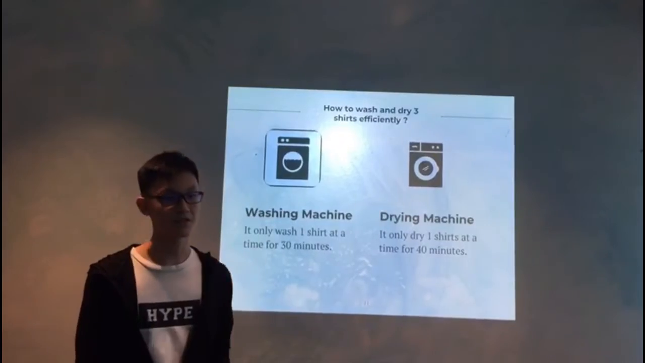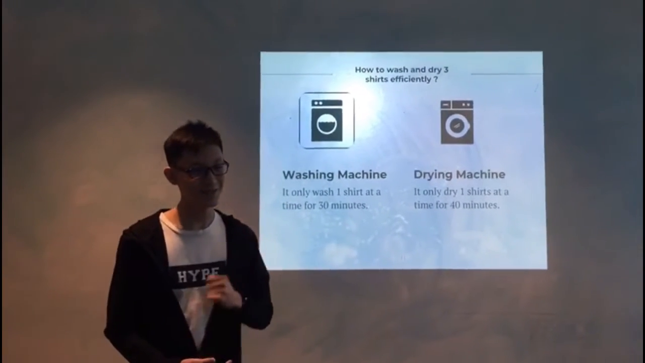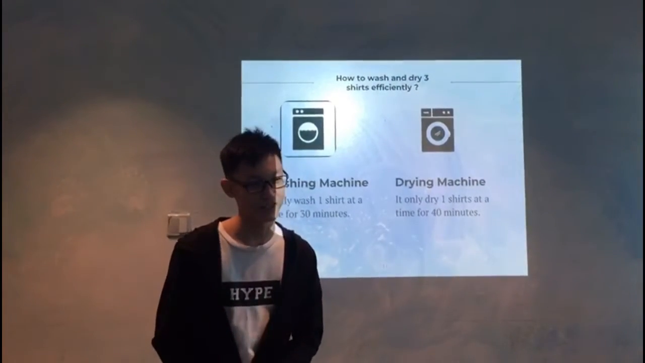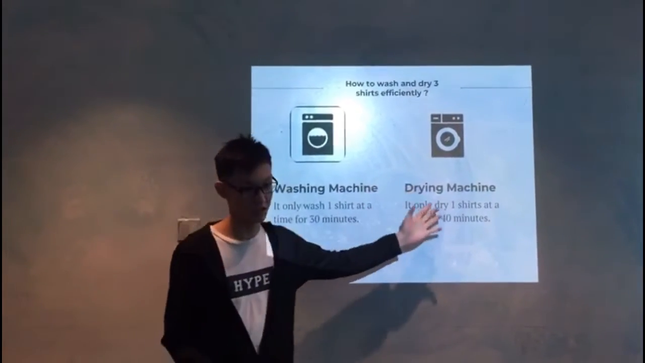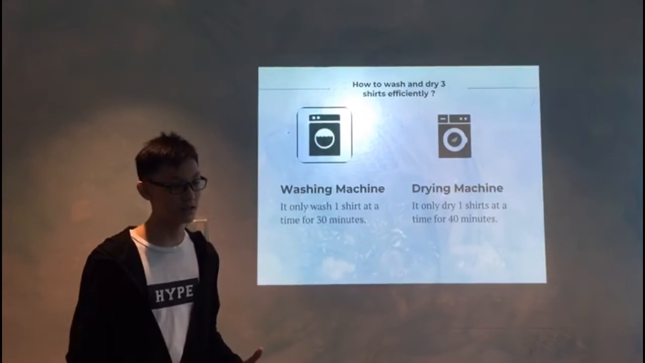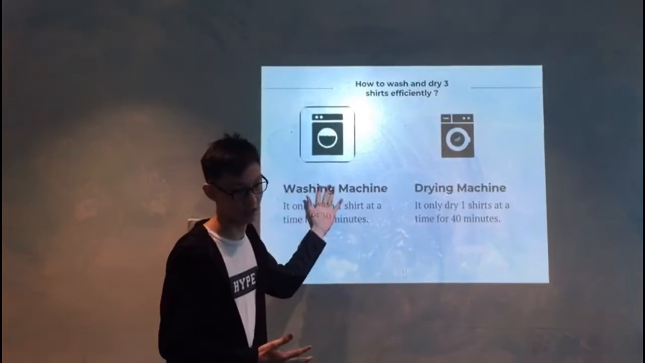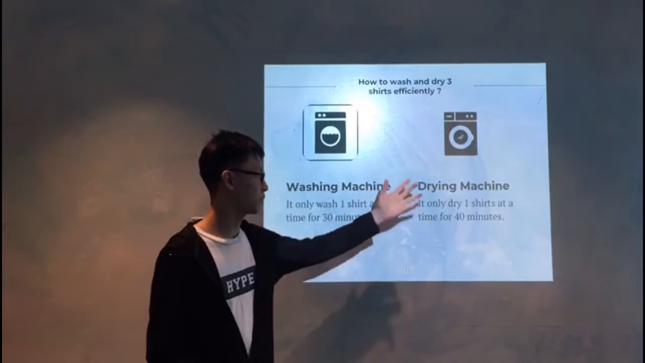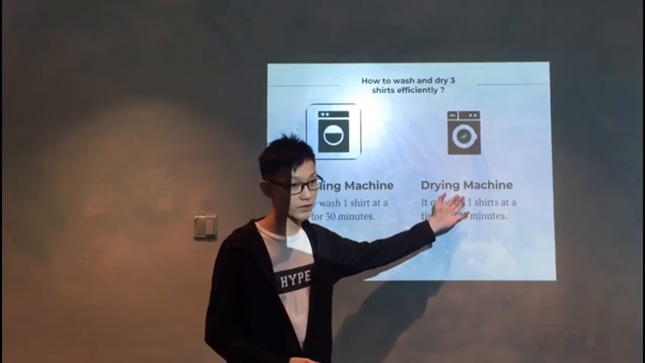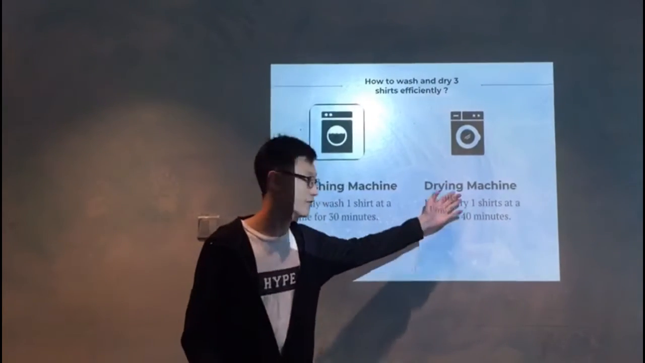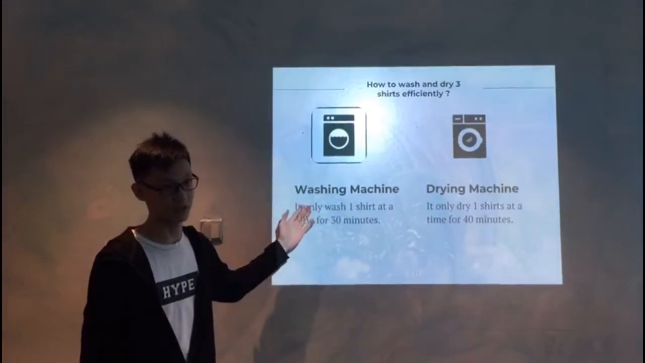Is this the most efficient way? Maybe? Sadly, the answer is no. Actually, what you can do to improve the efficiency is while you are drying the first shirt, immediately you go and wash the second shirt in the washing machine. So by the time you finish drying the first shirt, you have finished washing the second shirt.